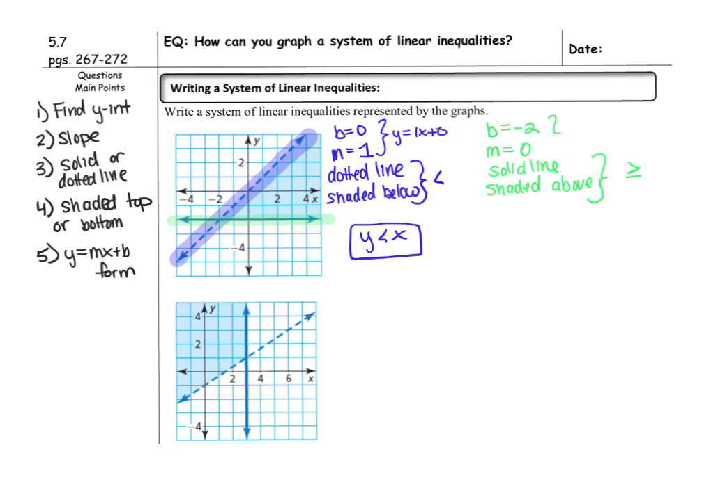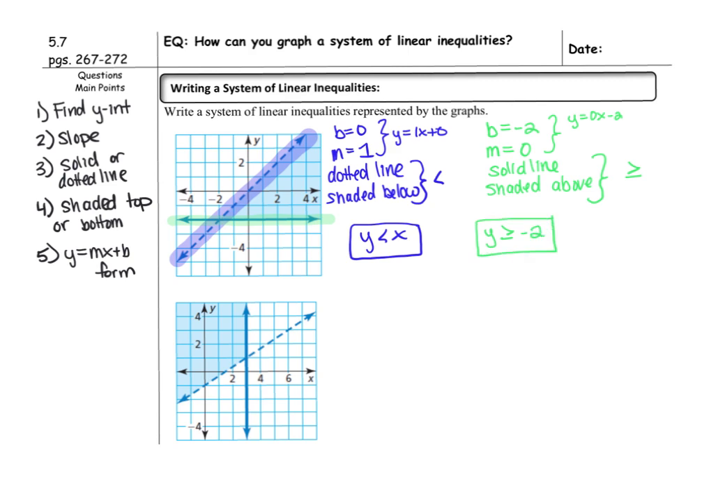Then for the green one, if we had an equation, it would be y is equal to 0x minus 2. And then 0x will just zero out. So we'll be left with y is equal to -2. Change this equal sign to a greater than or equal to sign. And the second inequality would be y is greater than or equal to -2.